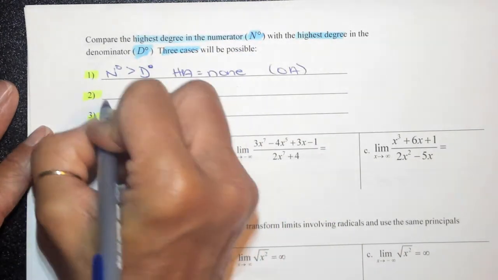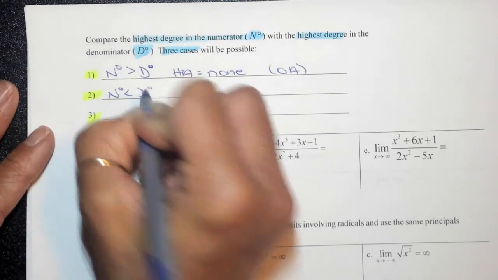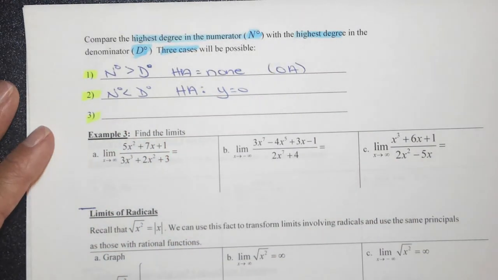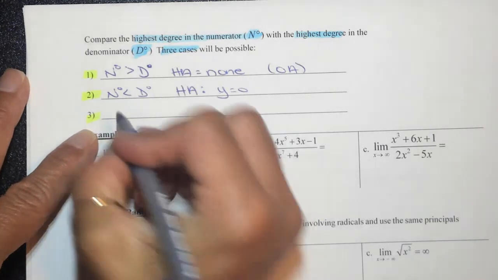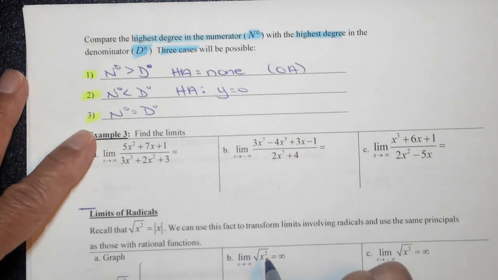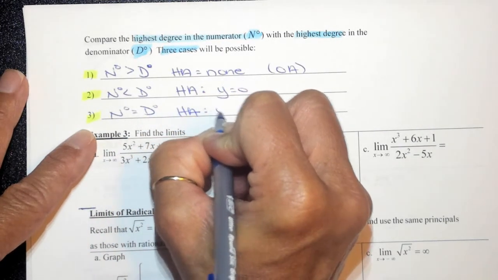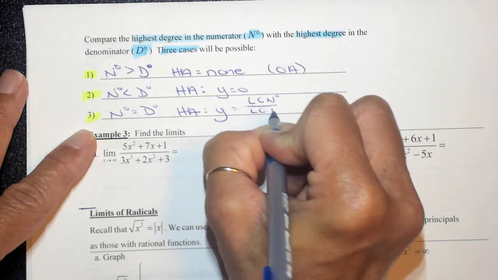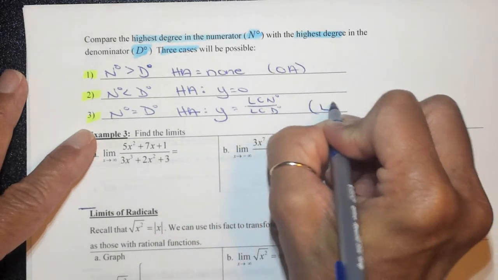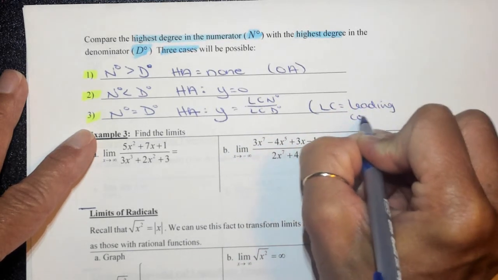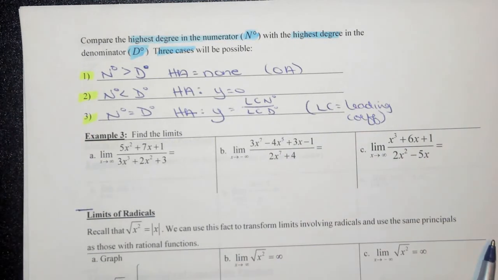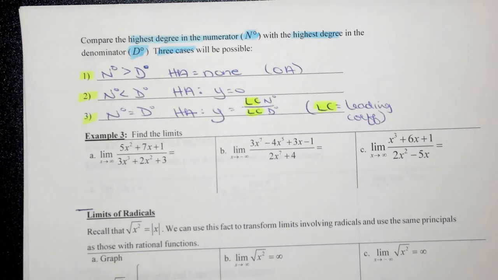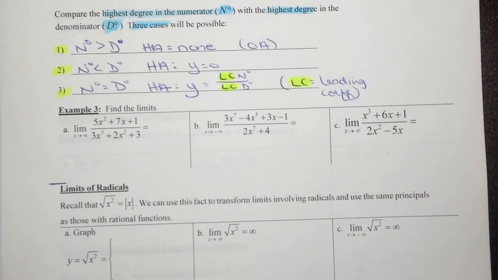The second scenario would be the numerator's degree is less than the denominator's degree. Then here we have a horizontal asymptote of y is equal to 0. The last scenario, and it doesn't matter which way you remember these, the numerator's degree is equal to the denominator's degree. So you would have a horizontal asymptote of y is equal to the leading coefficient of the numerator degree over the leading coefficient of the highest denominator's degree. So LC is equal to leading coefficient. Let me just write that right here so that you can see that. These are 3 rules that you need to remember in order to evaluate. So we're going to look at these 3 scenarios briefly and move on.